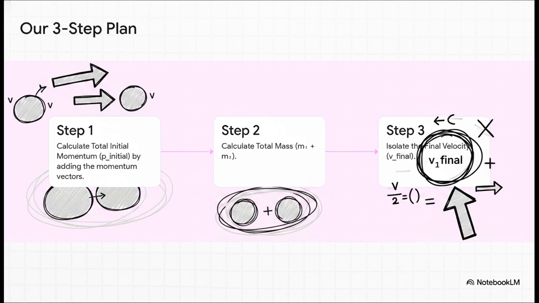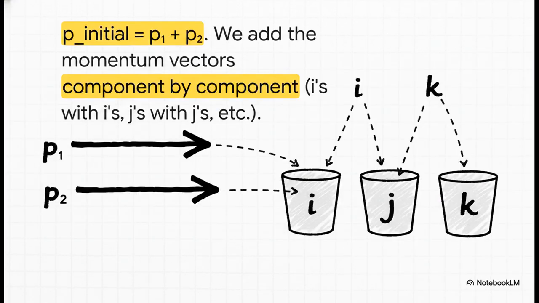First, we'll calculate the total momentum of everything before the collision. Second, we'll figure out the total mass after they've stuck together. And third, we'll just use those 2 things to solve for our final velocity. Okay, step 1. Let's get that total initial momentum.